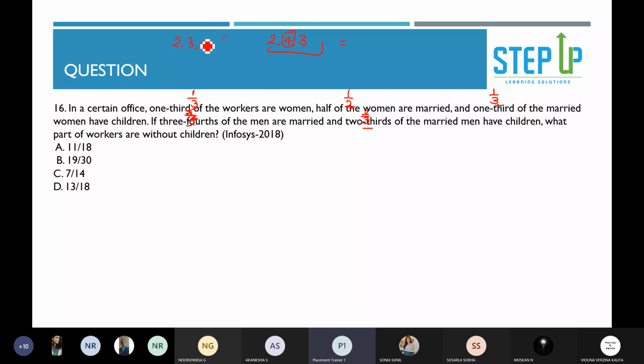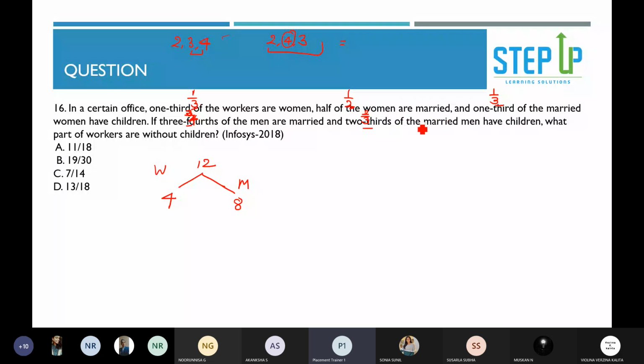Yes. But is 4 divisible by 3? No. As these two are directly prime to each other, I'll multiply. So 4 into 3 is 12. So if I take 12 people in total, 1/3 of 12 will be 4 are women. So it means that 8 are men.